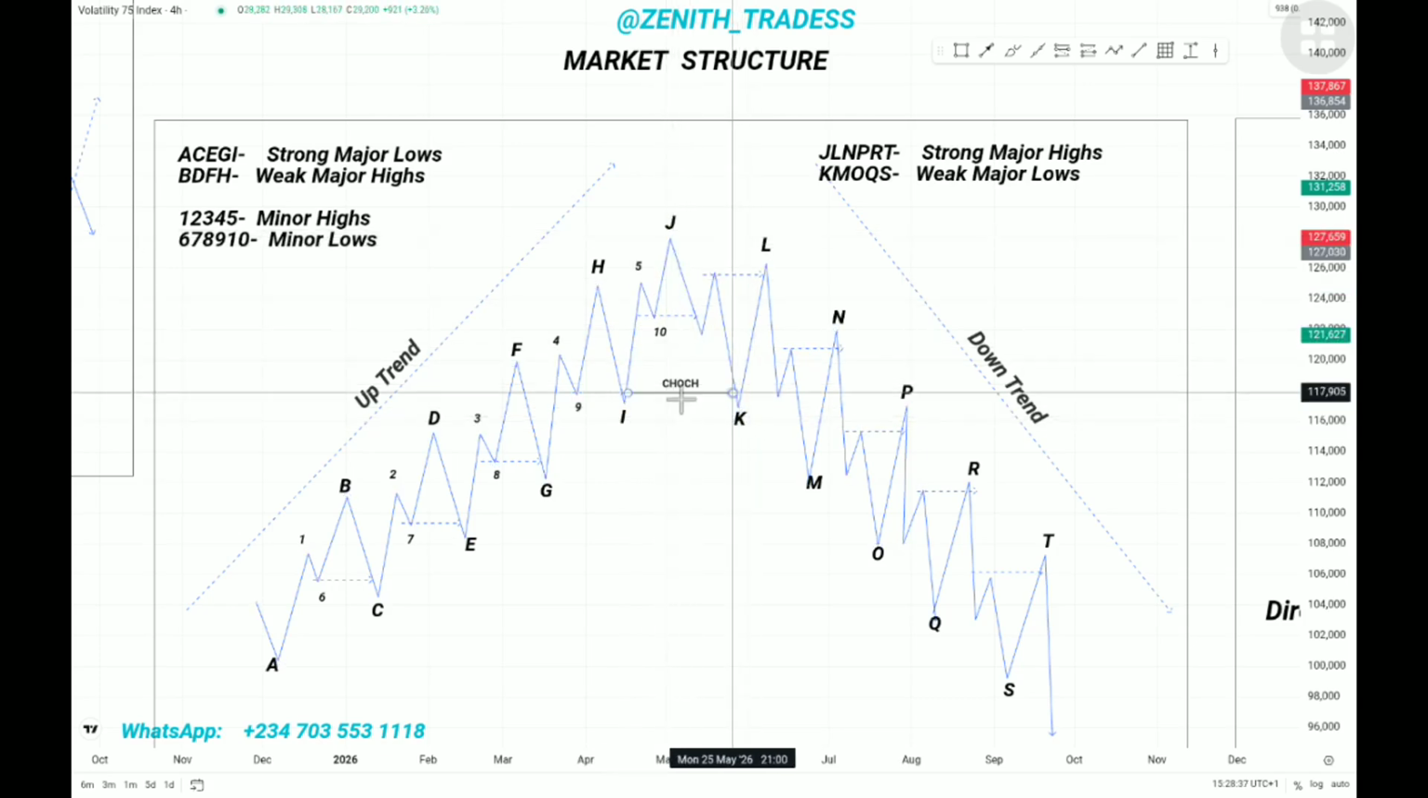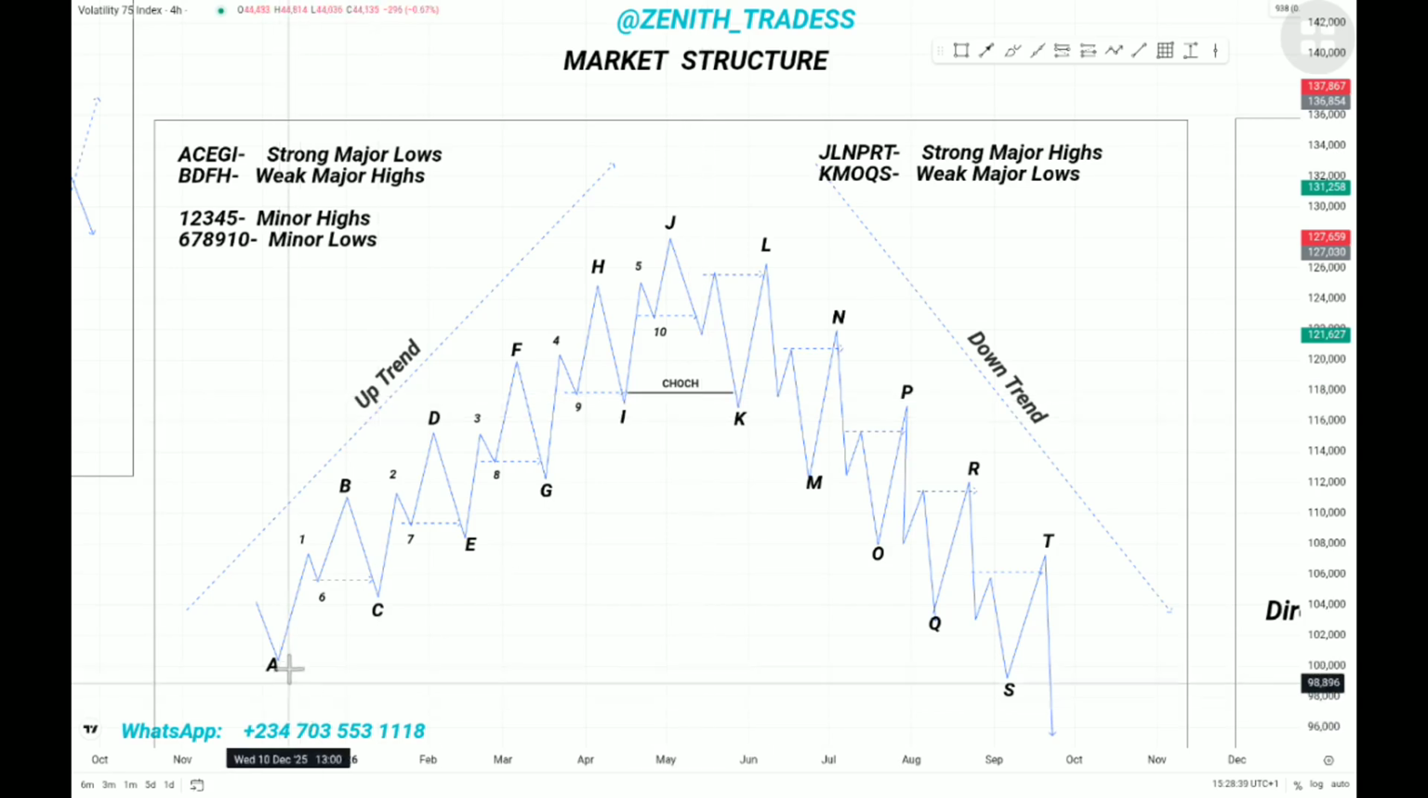Okay, for this case there is a change of character. So why is this impulsive? This is an impulsive phase because price moves from a strong low to a major high. So that is an impulsive leg. That's an impulsive phase. Then it reacts to an institutional level here and it corrects itself.